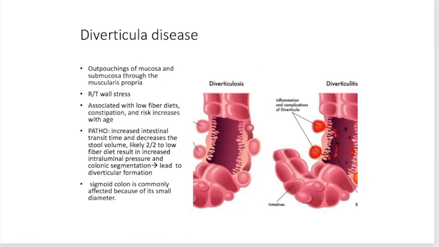Diverticular disease, take a look at that. That is those little outpouchings of mucosa and submucosa through the muscularis propria, and that's related to wall stress associated with those low fiber diets, constipation, and risk increases with age. There's a lot of people that have diverticular disease. Does not necessarily mean they will get diverticulitis.